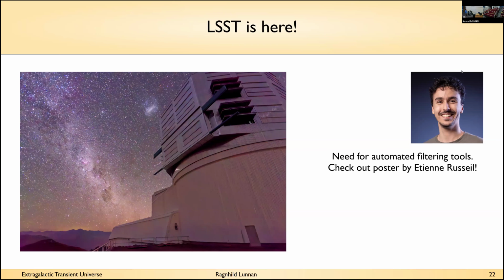And of course, LSST is here. As Igor said, we're already in the data-driven era, and it's only getting worse. We need automated tools to help us deal with this. So I encourage you to check out the poster that is currently up by Etienne Rosset about the work he's doing on finding superluminous supernovae using machine learning tools.